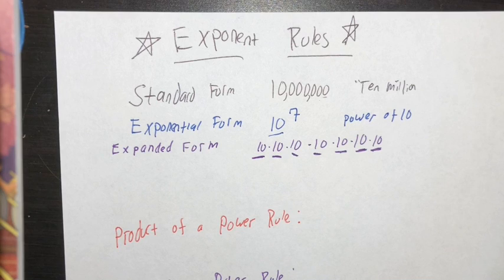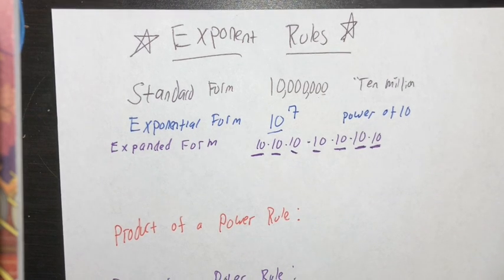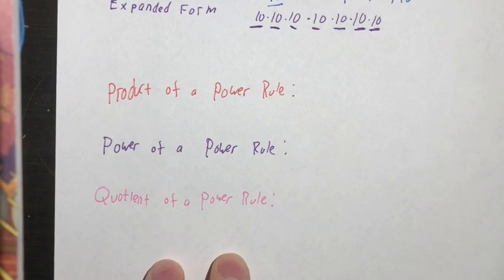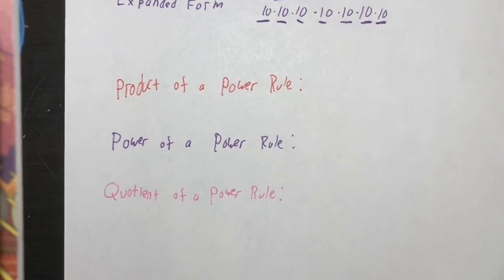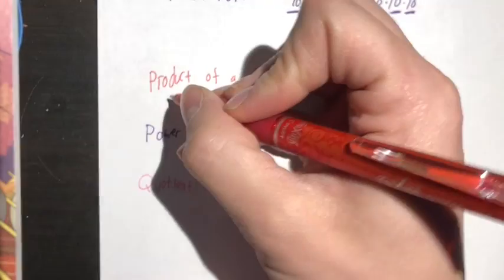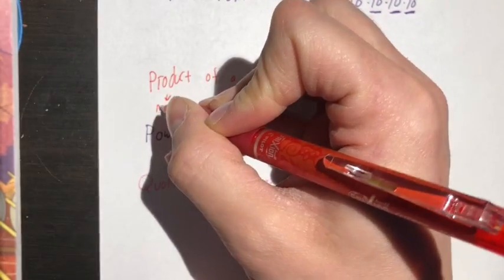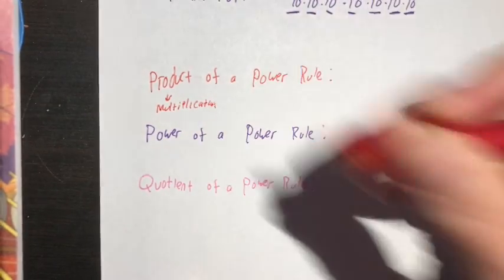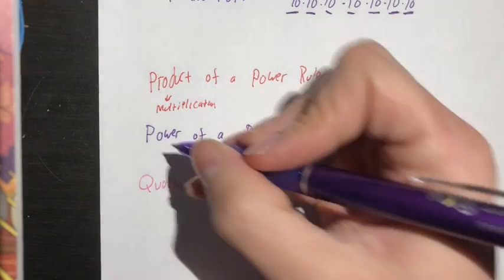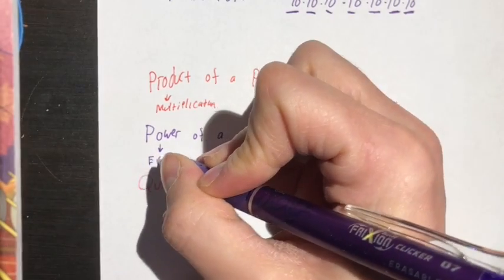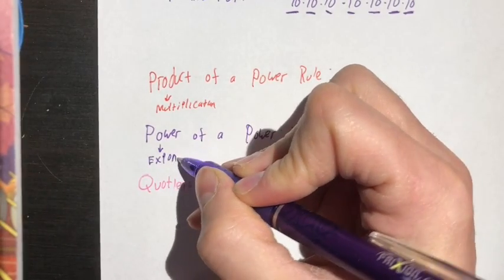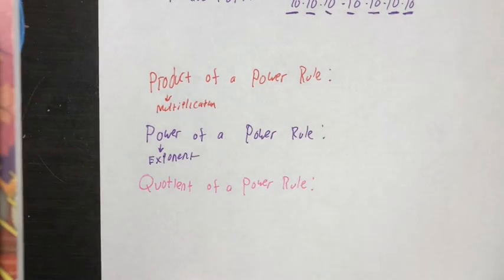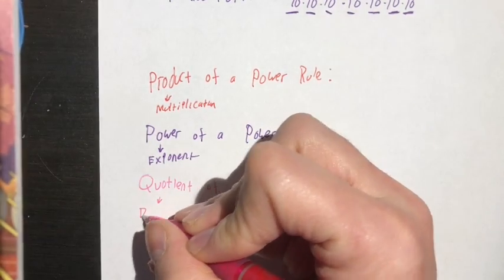All right, so we learned 3 rules in the past couple days. We learned the product of a power rule, power of a power, and quotient of a power. And just remember, the word product means multiply. It's a multiplication problem. A power of a power is an exponent. So it's when a power of 10 or power of anything gets an exponent. And a quotient of a power is just division or fraction.